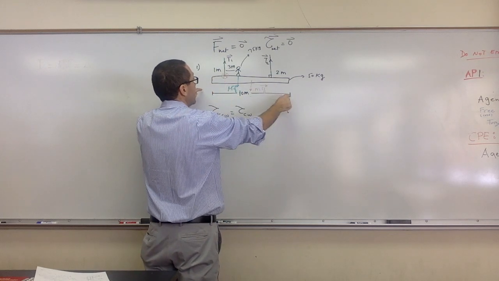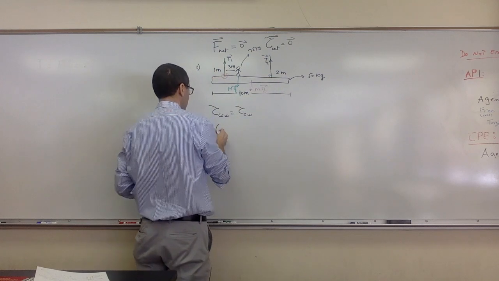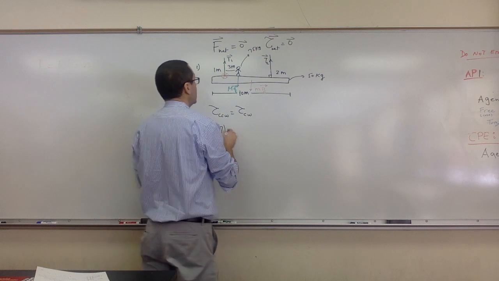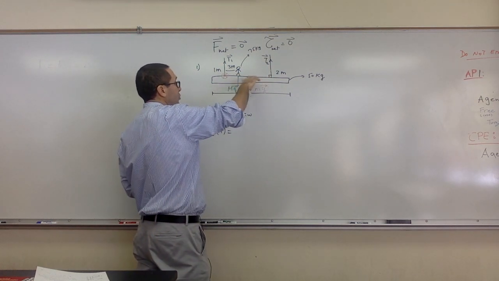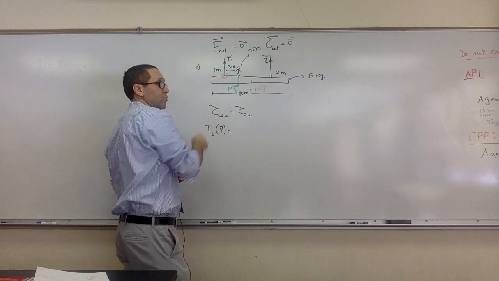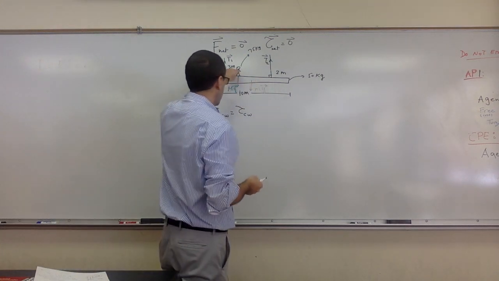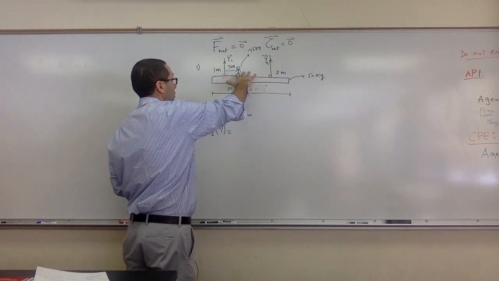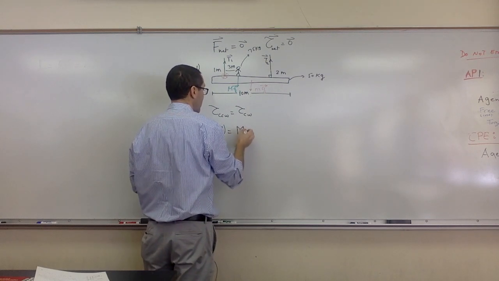So T2 times the distance from this point to here. If this whole thing is 10 meters, and this is 2 here, and there is 1 here, I think this is 7. I hope you can see that. Equals, now, the person and the board want to make the whole thing rotate this way with respect to this point here. If we pick this as the axis of rotation, they will make it go counterclockwise. But for now, the way we have it, they want to make it go clockwise. Equals the big mg.